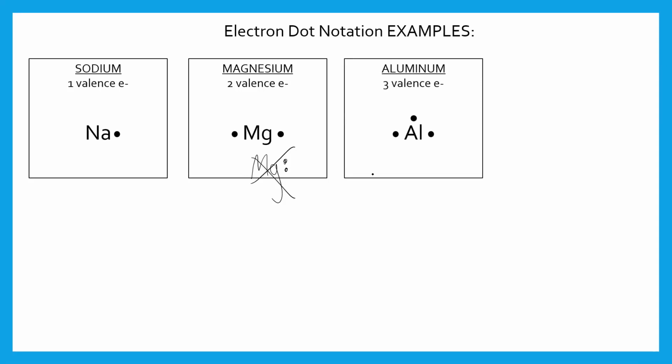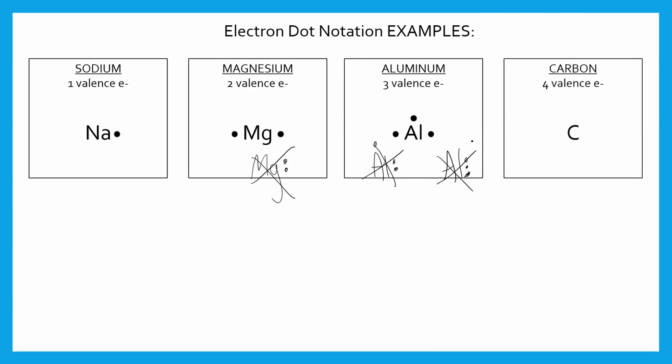Once again, you cannot do something like this. You cannot double up until every side has 1 dot. You cannot do something like this. You can only have 2 electrons on a side when it's appropriate.